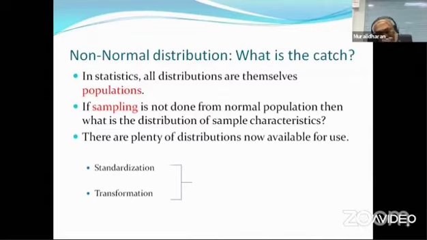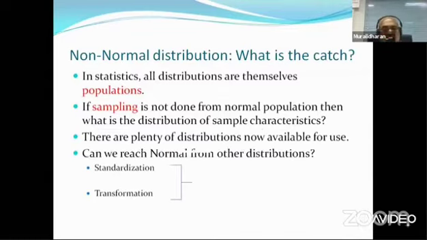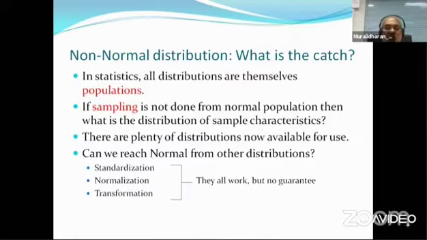So yes, we often use a kind of transformation, standardization, and normalization techniques. This is how you can reach normal. That's not a very big issue. People do it quite often. Either standardization, sometimes normalization, sometimes transformation. But there is no guarantee that it is going to be normal again.